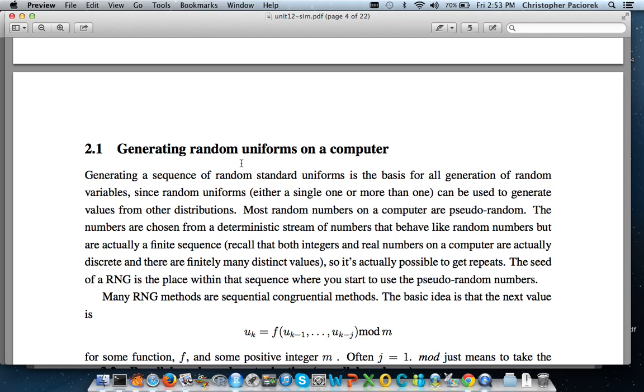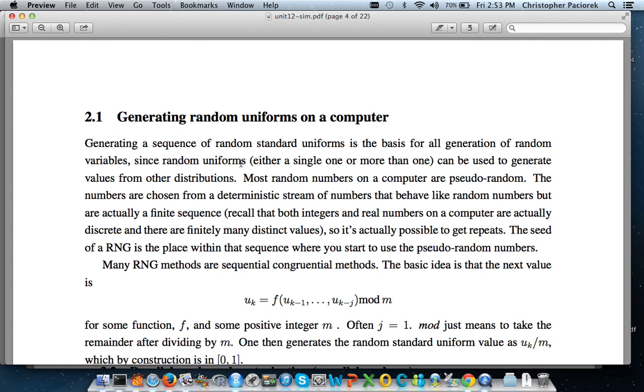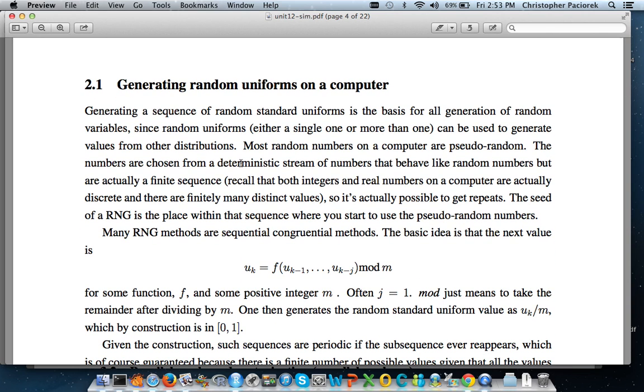So the idea is that on a computer, we're not actually generating things that are truly random uniforms. We're coming up with a pseudo-random number generator that generates sequences of numbers that look like they're uniformly distributed and behave, hopefully for all of the purposes that we need them for, that they're essentially random uniforms. So the idea is that these random numbers that we generate are actually a deterministic sequence of numbers, and we just happen to pick off a chunk of them to do the calculations that we need to do.